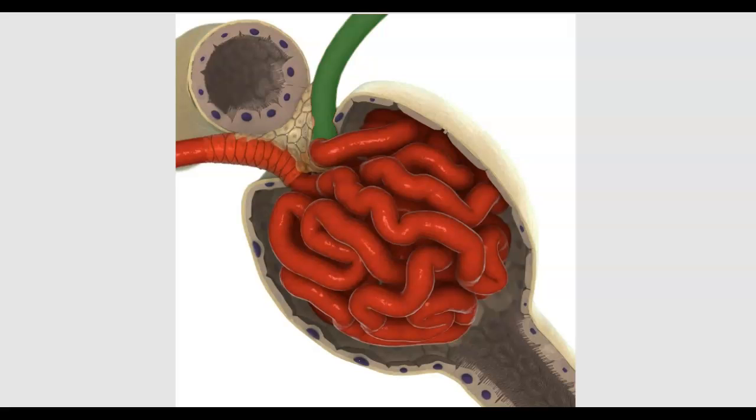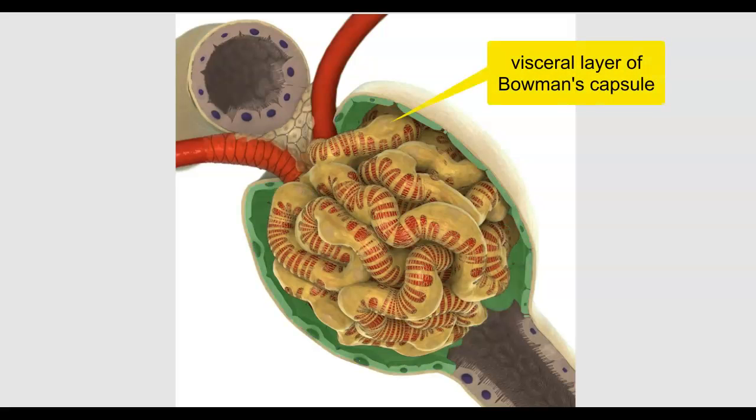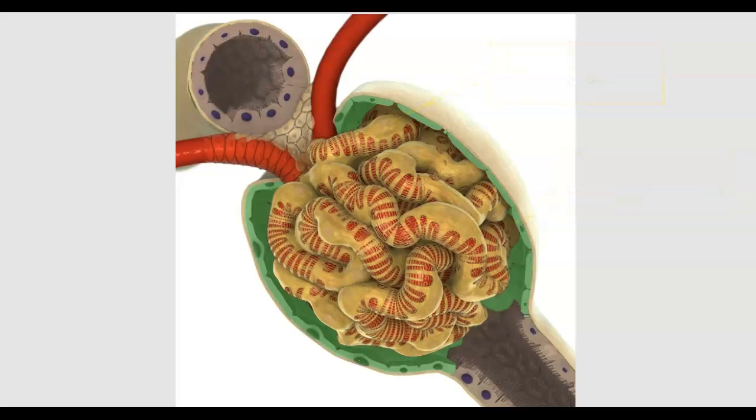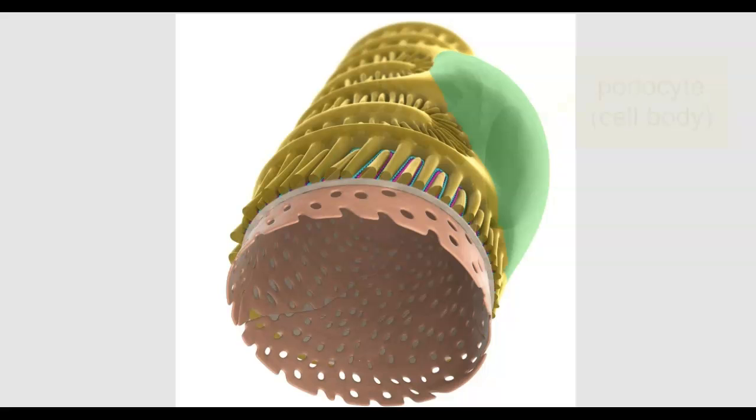So let's take a look at the two layers of Bowman's capsule. The yellow layer of Bowman's capsule is the visceral layer of Bowman's capsule. It's in contact with the glomerulus, and it's also continuous with the outer parietal layer of Bowman's capsule, seen in green here. The space in between the yellow and the green layers, the visceral and parietal layers of Bowman's capsule, is the capsular space.